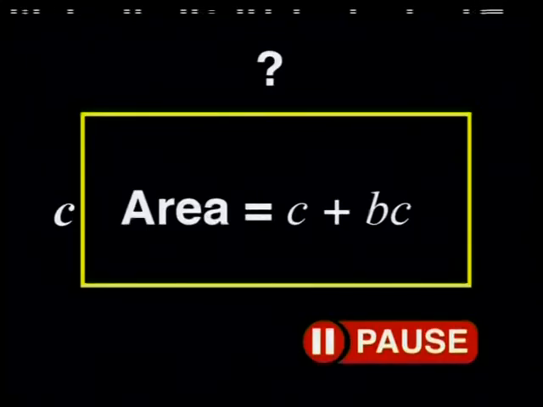Now, for more practice at factorizing, we're going to do the opposite of what we've just done. I'm going to give you the area of the rectangle, and you need to find the length of the two sides. Here I have a rectangle whose area is C plus BC. And I tell you that one of the sides has a length of C. What is the length of the other side?